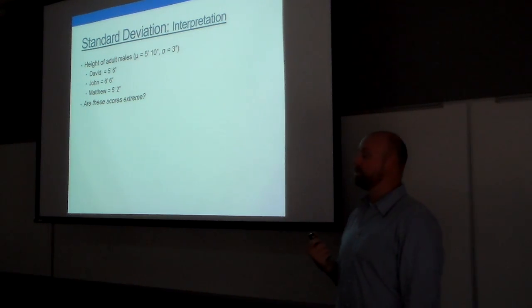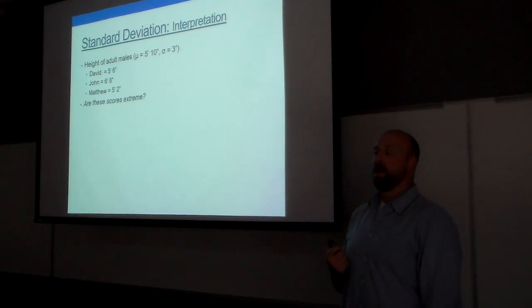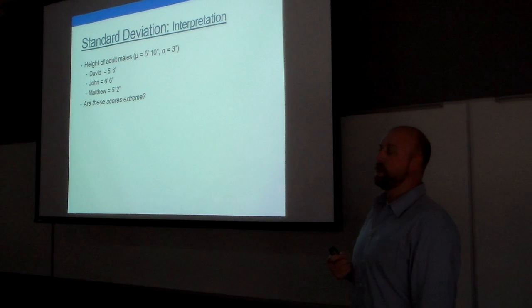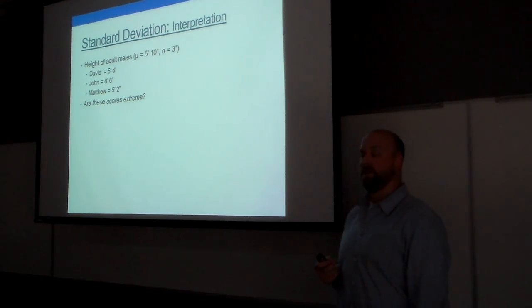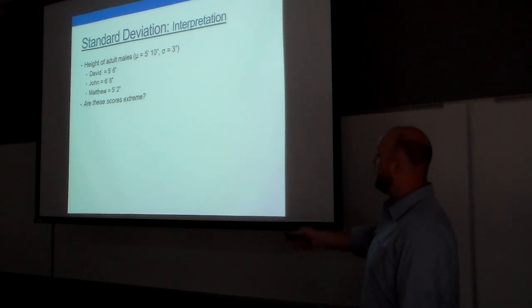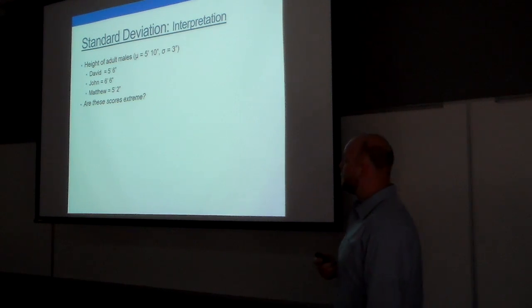So let's say the average height of adult males is 5'10" with a standard deviation of 3 inches. Okay. So we're saying that if I just randomly select an adult man, his height is probably going to be about 3 inches above or 3 inches below 5'10", right? So I randomly select David, and David has a height of 5'6".